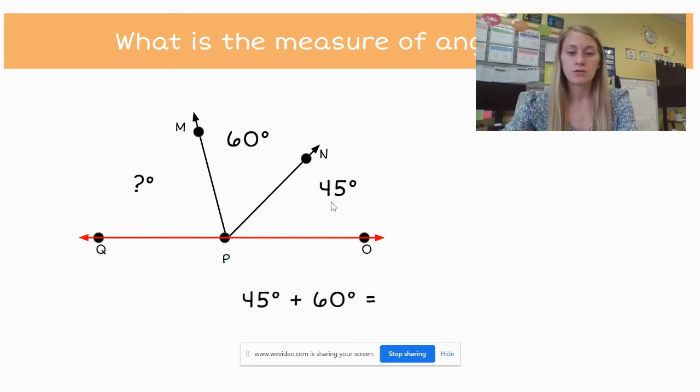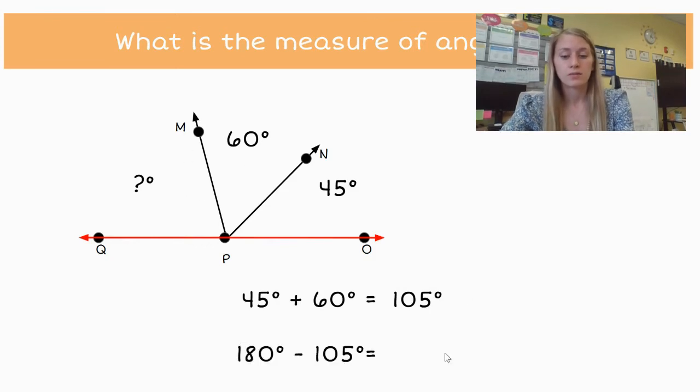So first we know 45 and we know 60. Let's add them up. 45 plus 60 is 105 degrees. Now to find this remaining amount that we don't know, we're going to take the total, 180, and we're going to subtract it from what we do know, 105, to give us our answer of 75 degrees. Now we can always check our work and make sure 75 plus 45 plus 60 should add up to equal 180 degrees.